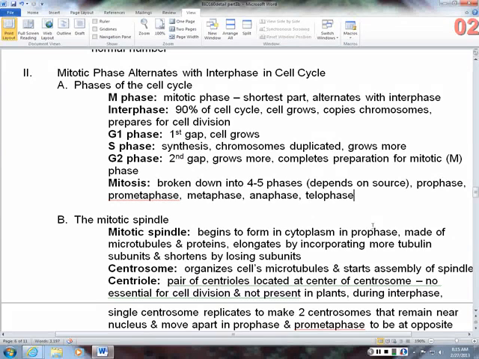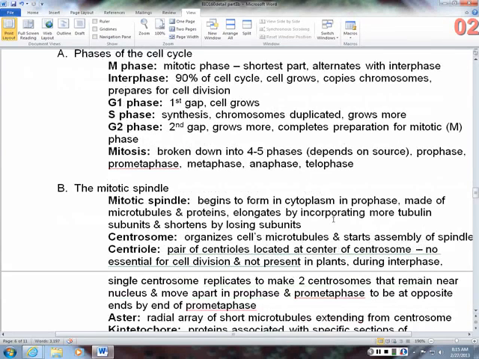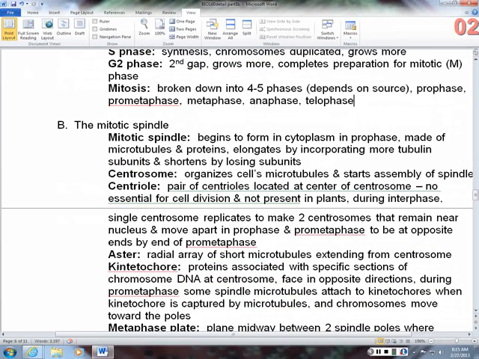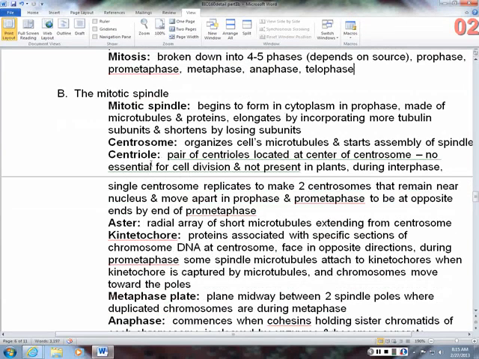So with your mitotic spindle, this is going to be what stretches out across the cell to pull it apart in dividing. It's going to start to form in the cytoplasm during prophase. It's made up of the microtubules from your cytoskeleton and proteins, and they're going to grow by incorporating more tubulin onto them to make them longer. When they shorten at the end, they just start to lose those little protein subunits.